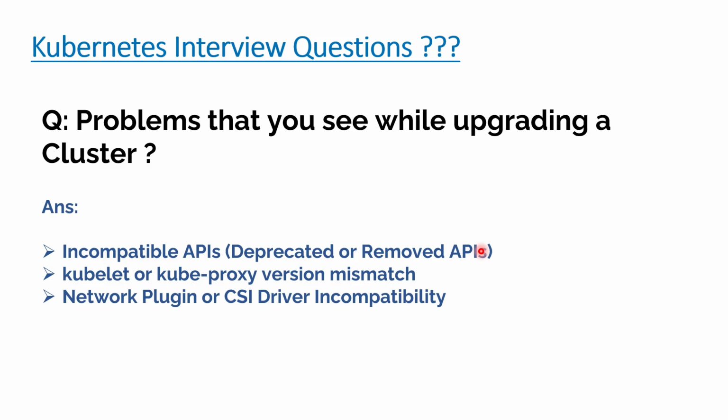And if those APIs have been used in your Helm charts, make sure you're upgrading your Helm charts to versions that are supported in the next version. That is a very important update that you need to see. Kubelet and kube-proxy version mismatch. Yes, you need to see this. Network plugin or CSI driver incompatibility. Sometimes you see this problem whenever you do a cluster upgrade. So you see this problem also before you do a version upgrade.